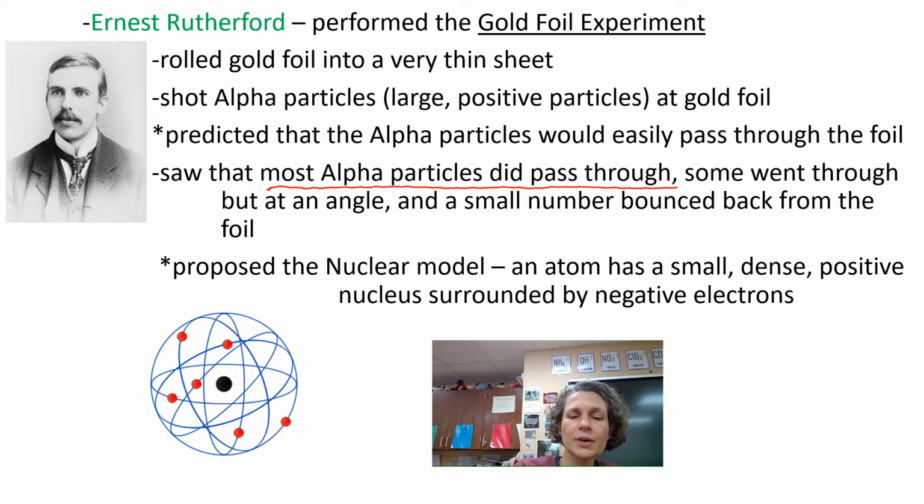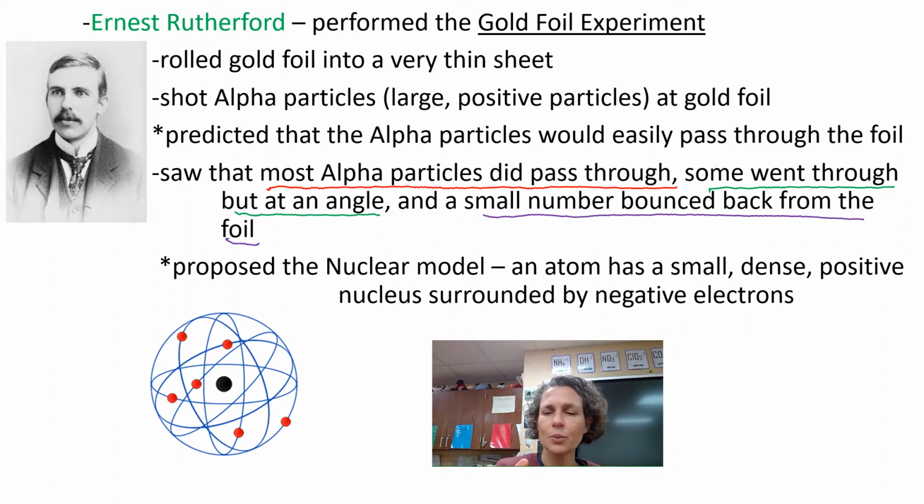that some of them went through, but were off at an angle. They didn't go straight through. Something in there made them veer off course a little bit. So out of our 100, 95 went straight through, 4 went through at an angle, and this is approximate. Then he noticed one out of every 100 didn't make it through, and they would bounce back from the foil. He set it up in a circle, and I'll show you a picture on the next slide of what his experiment looked like. But some of them just bounced straight back. They didn't even make it through.